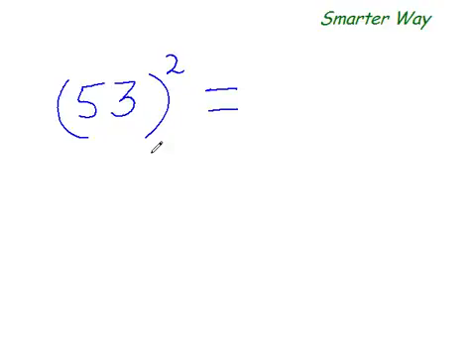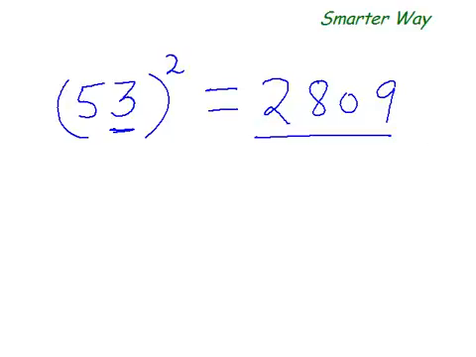Now you find out what is the square of 53. So 53 is 3 more than 50. So add that 3 to 25, that is 28. And the square of 3 is 9. So 09. This is your answer. Isn't that easy and effective?